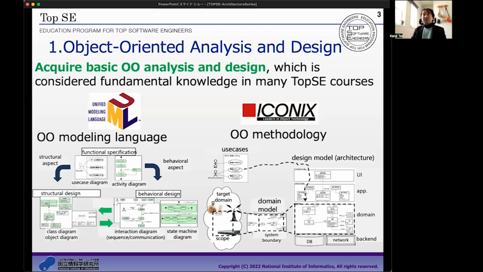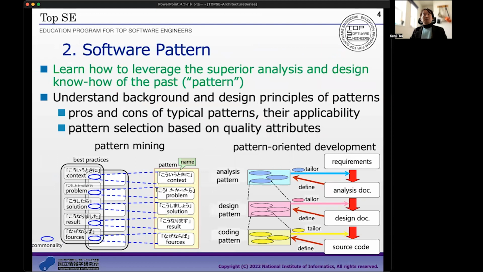But the design and analysis techniques here are mainly for fulfilling the functional requirements. In real software development situations, developers need to satisfy not only the functional requirements, but also the quality requirements. To improve quality, one efficient way is to leverage superior analysis and design know-how obtained from past development.